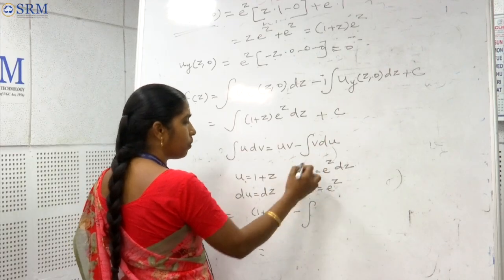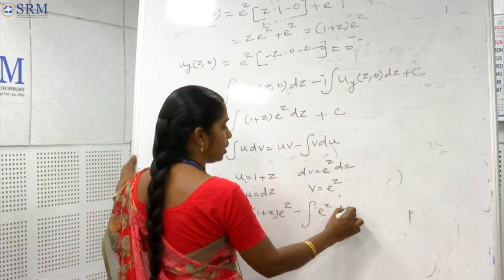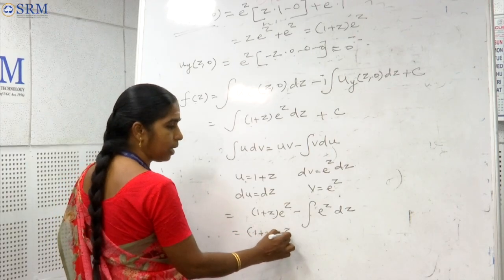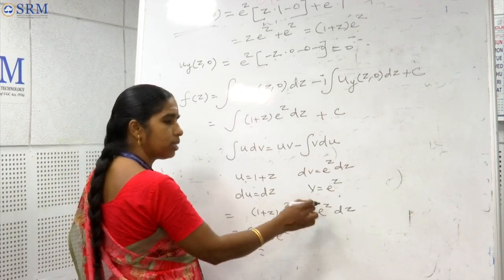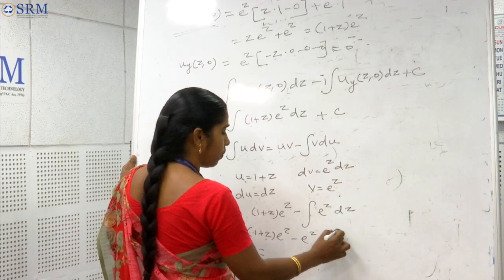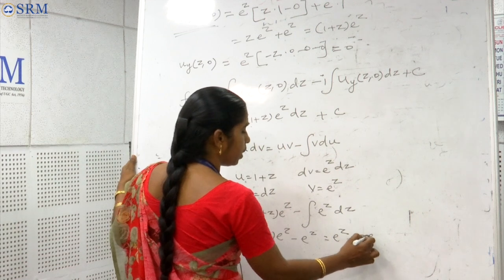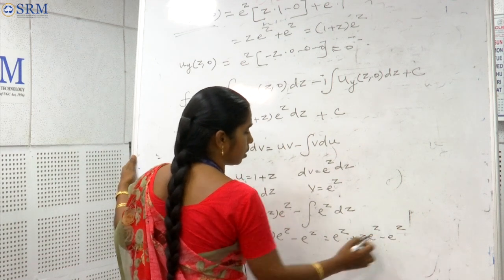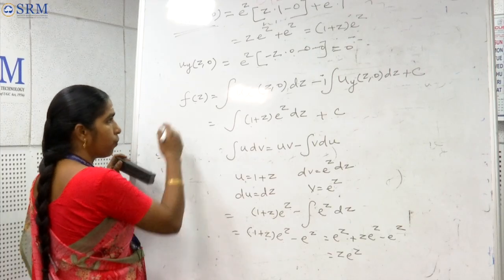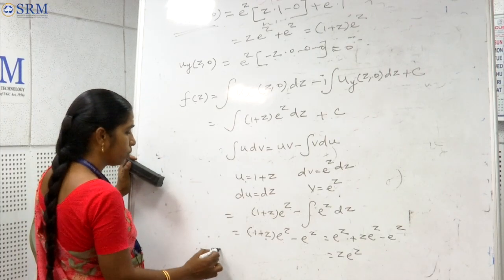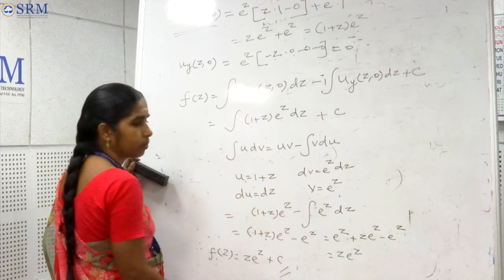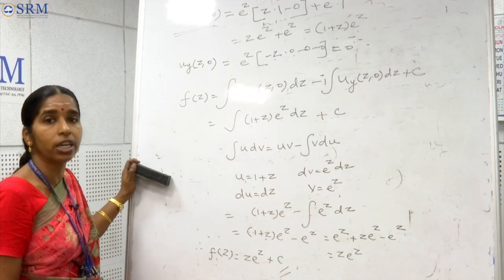v is e^z, du is dz. So (1 plus z) e^z minus the integral of e^z dz, and the integration is e^z. So 1 into e^z, plus z e^z, minus e^z. So that is equal to z e^z. Therefore f of z is equal to z e^z plus c. So that problem based on the real part is given.